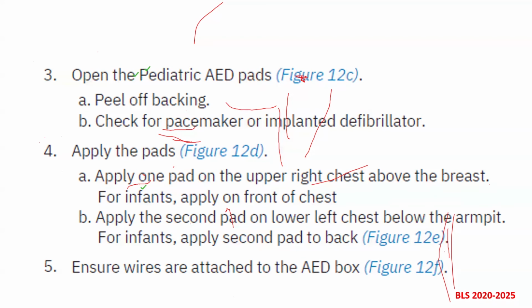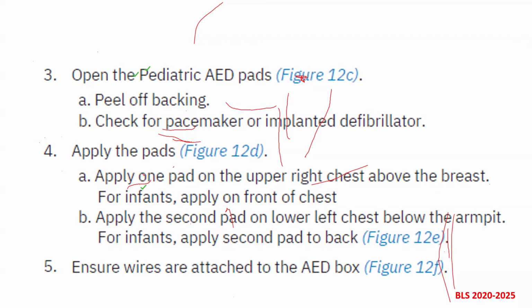Apply the pads. Apply 1 pad on the upper right chest. For infants, apply it on the front of the chest because their chest is so small. The second pad goes to the lower left chest in a bigger child. In infants, apply it on the back. In infants, it's very easy: 1 in the front, 1 in the back. For others, upper right chest and the lower left.